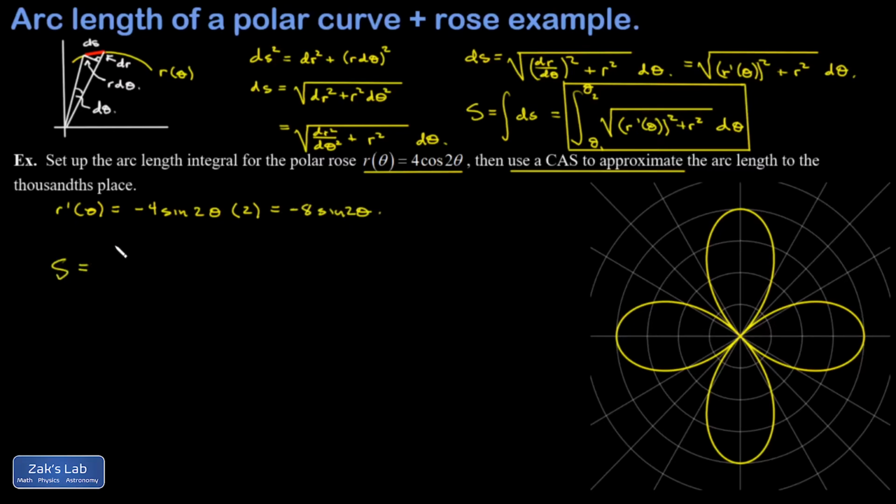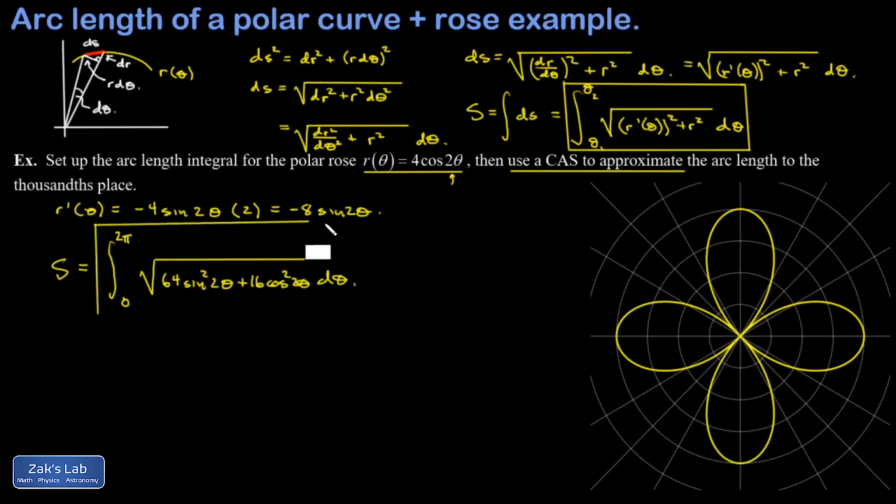This entire rose curve is traced out once on the interval 0 to 2 pi. Be careful if you get a rose with an odd coefficient, by the way, because those are completely traced out on 0 to pi. You don't want to accidentally double count your arc length. But as long as the coefficient here is even, it's traced once on 0 to 2 pi. And the square of my derivative here is 64 sine squared 2 theta. And the square of r itself is 16 cosine squared 2 theta. So at this point, our integral is set up.